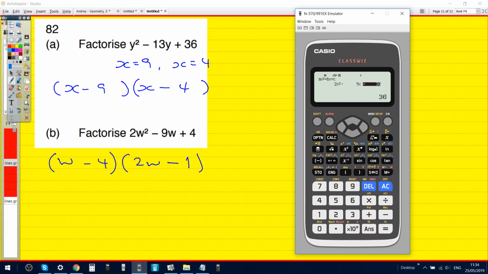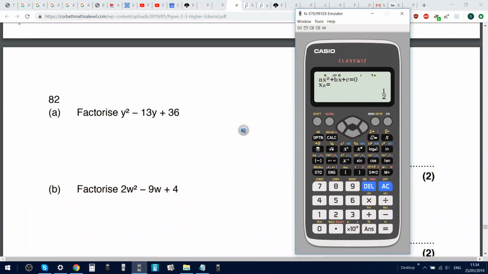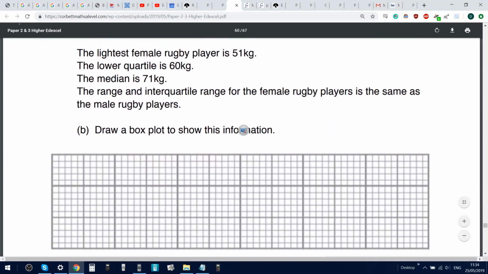Any questions there? No, that's good. So it's basically, x equals a half. So 2x equals 1. And then 2x minus 1 equals 0. And so the bracket is 2x minus 1. So you're trying to just make it equal to 0. Okay. Good.